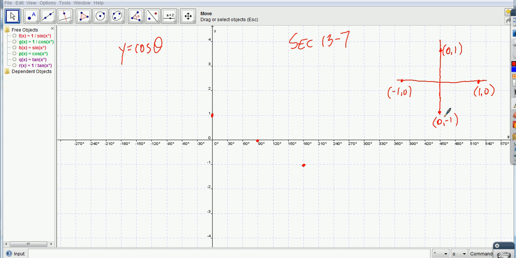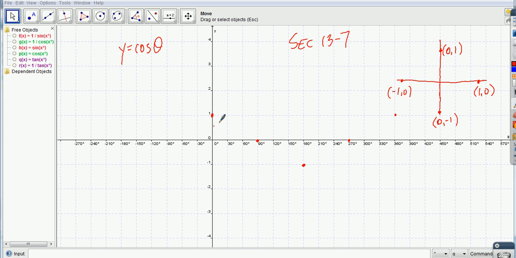Let's keep going. 270. Cosine of 270 is 0. So 270, 0. See how it translates from this circle to this straight line graph? Then let's go back to 360 again. What's the cosine at 360? It's 1. That's really all the points we need. Now if you look at it, it looks like it's just straight, but we have a general idea of what this thing's going to look like, don't we? Basically every 90 degrees it hits one of those key points.